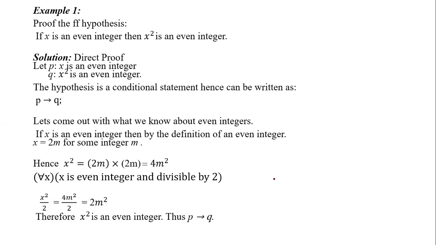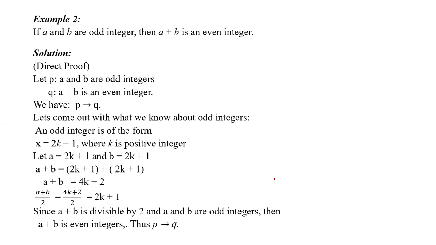Yes, sir. Now let's do another example. If a and b are odd integers, then a plus b is an even integer. So prove this one by the direct method. If a and b are odd integers, then a plus b is an even integer.